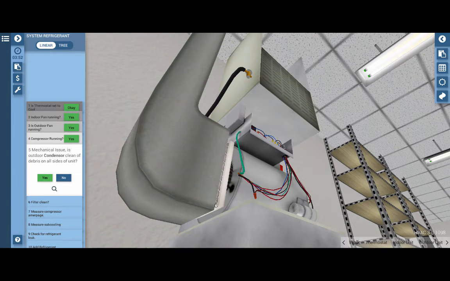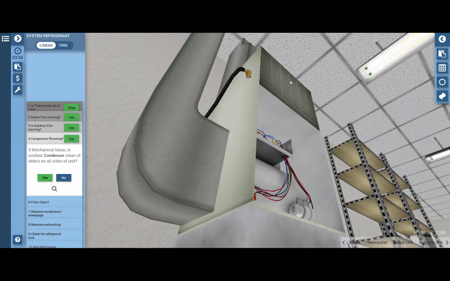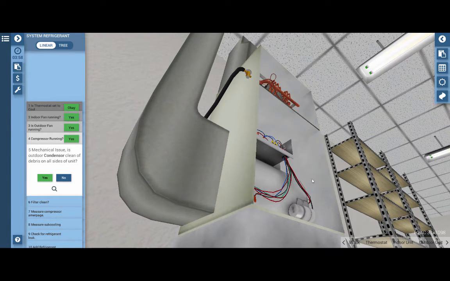So we verify we don't have an obvious airflow condition. We're going to close the unit back up now, and replace the doors back on the unit.